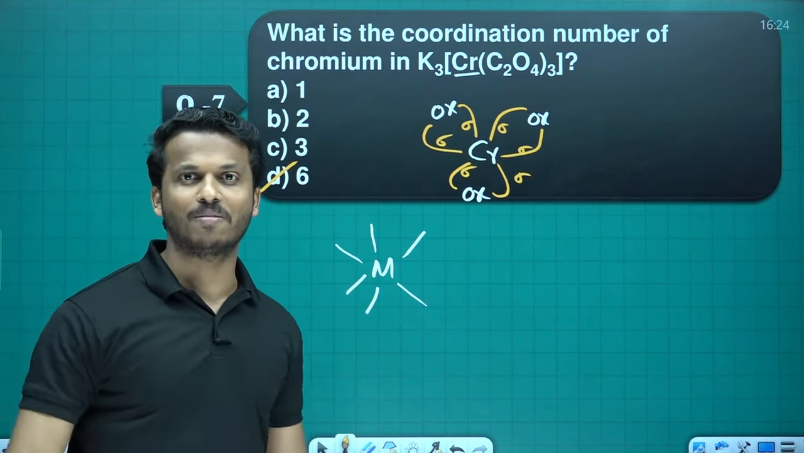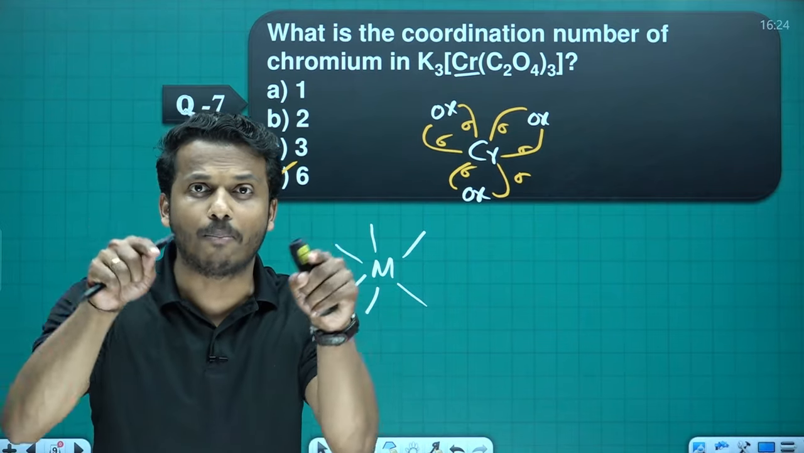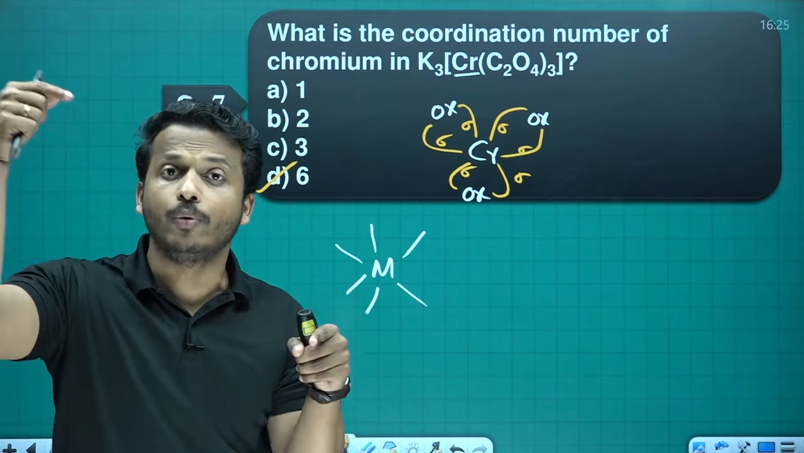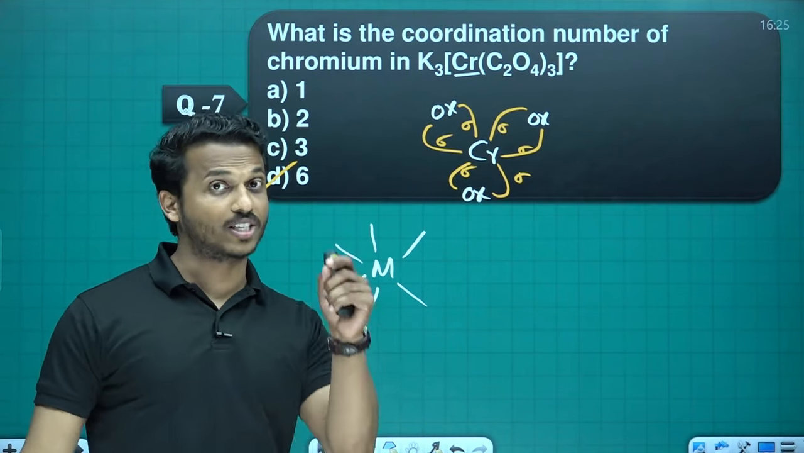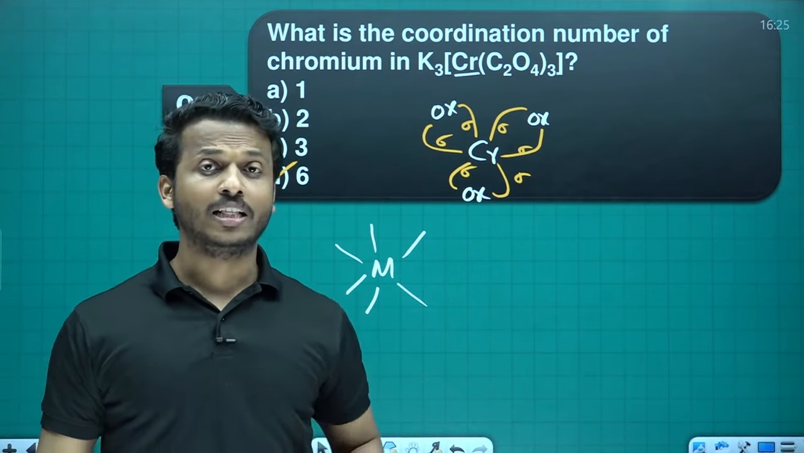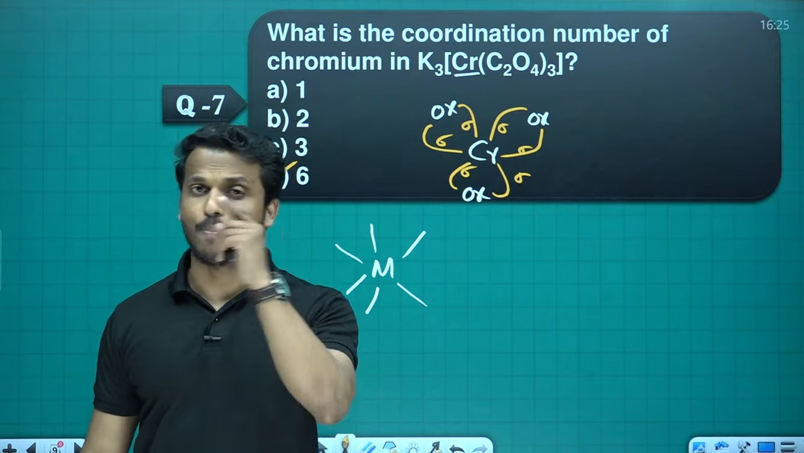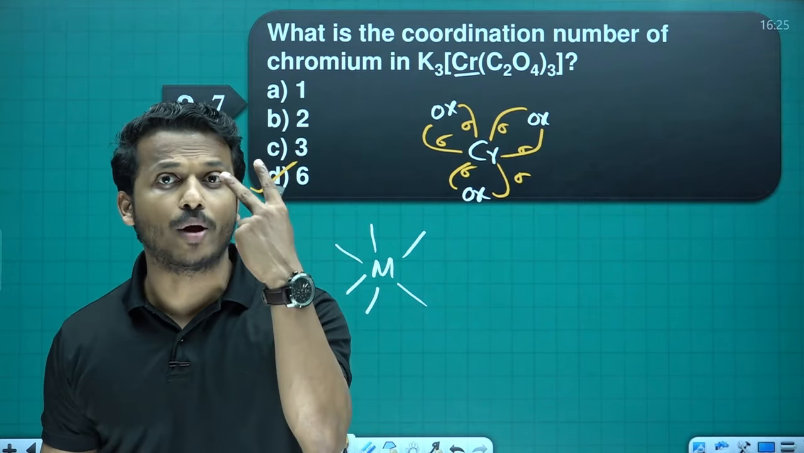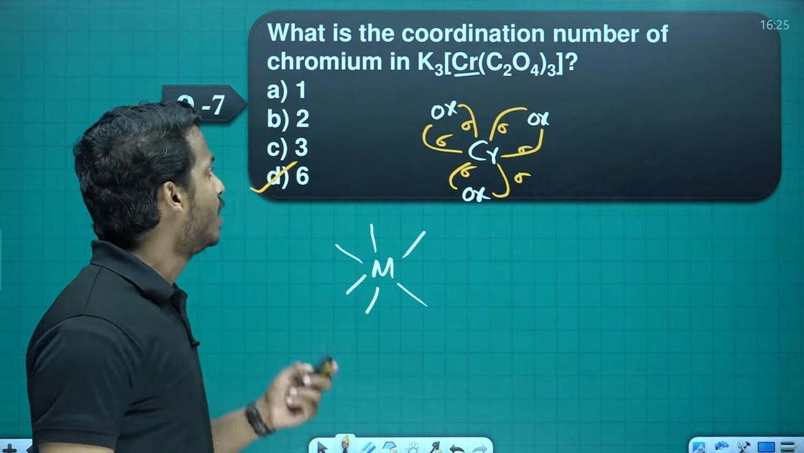What do you mean by coordination number? It is the total number of sigma bonds around the central metal atom which are created by the ligand. OX, C2O4 is OX. That is oxalato. Oxalato is a bidentate ligand. So 1 OX provides 2 sigma bonds. So this is the maximum sigma bond.